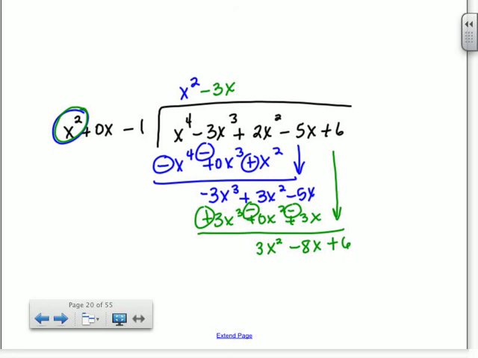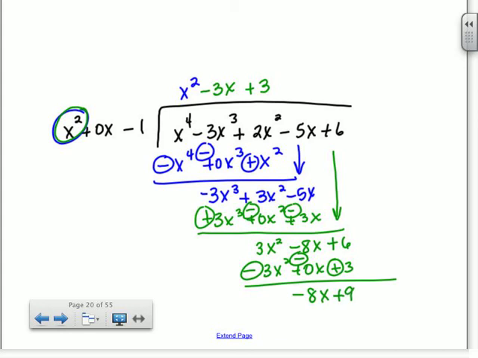You say, what do you multiply x squared by in order to get 3x squared? So you need a plus 3. So 3 times x squared is 3x squared. 3 times 0x is 0x. 3 times negative 1 is negative 3. Draw the line, change signs. Add straight down, I get negative 8x plus 9.